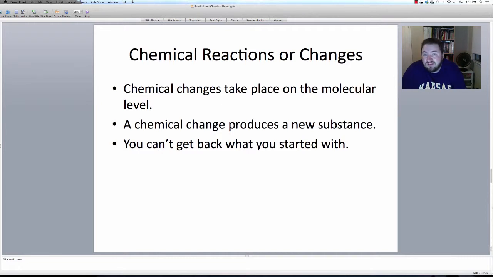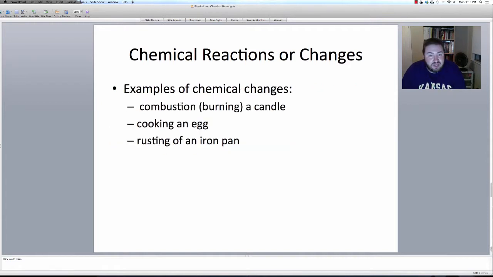Unless we could get really, really small and go to the atomic level and rip those molecules apart and reorder them, we're stuck with what we end up with. So if we make something new that wasn't there before, we can't go back to what we started with. We probably had a chemical reaction or a chemical change.